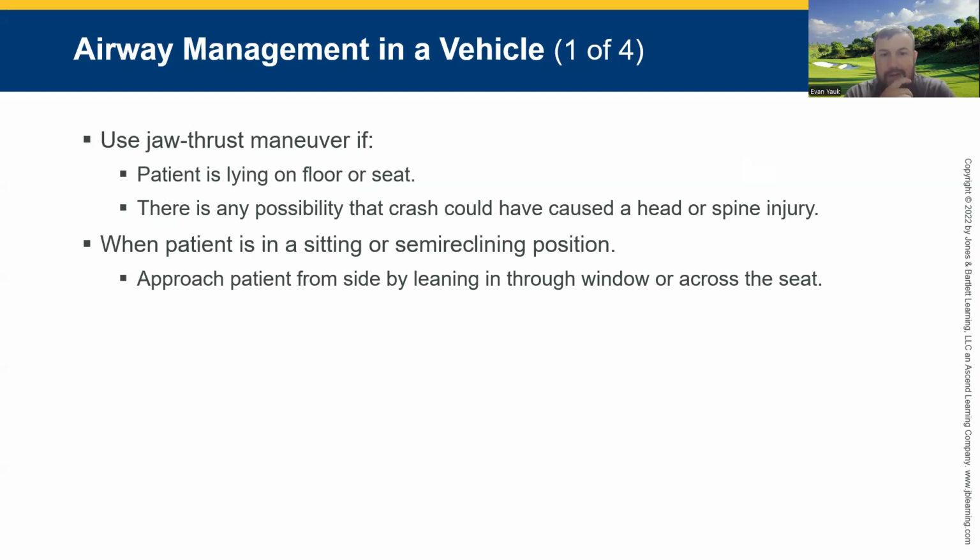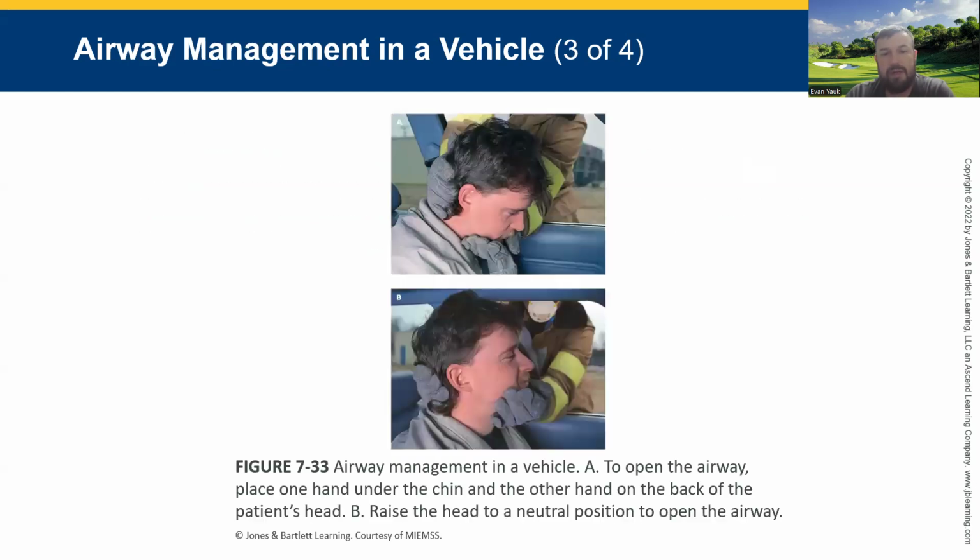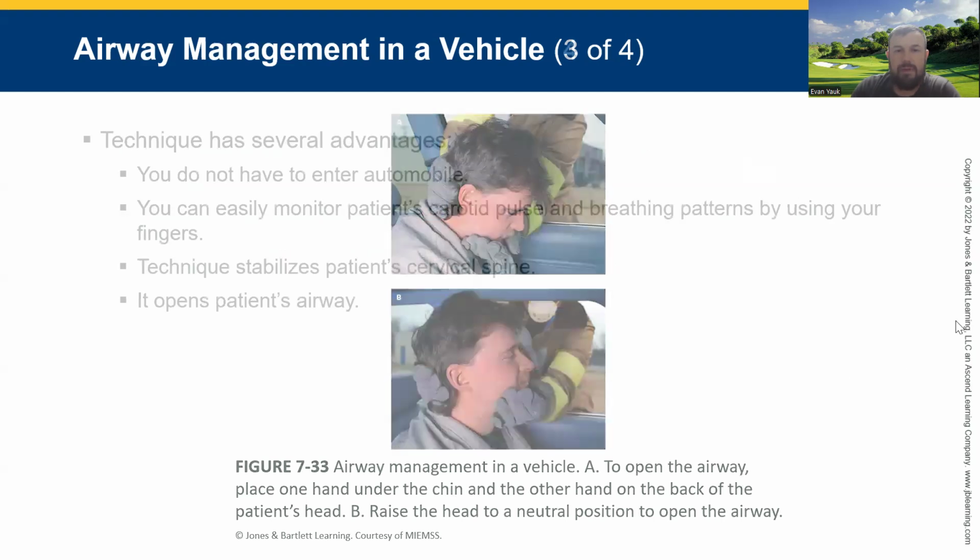When the patient is in a semi-reclining position, approach the patient from the side by leaning in through a window or across the seat. This is talking about a vehicle. When a patient is in a sitting or semi-reclining position, grasp the patient's head with both hands. Put one hand over the patient's chin and the other hand over the back of the patient's head. Maintain a slight upward pressure to support the head and spine. So here we've got a car wreck victim, with a hand on the back of the head. We're supporting that spine, and he is slowly lifting the jaw. All that's doing is opening that airway up.